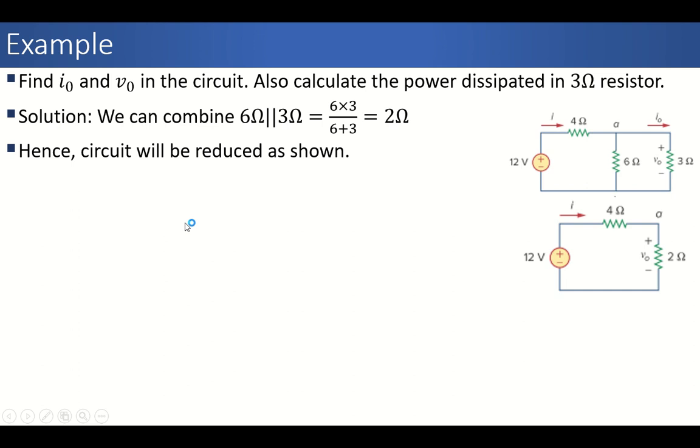Now we can redraw the circuit across terminals A and B. We can see that now we have V naught here. Since these are in parallel, we can still label the voltage across this equivalent 2 ohm resistance as V naught. So we can simply use the voltage divider rule, or we can find the total current.